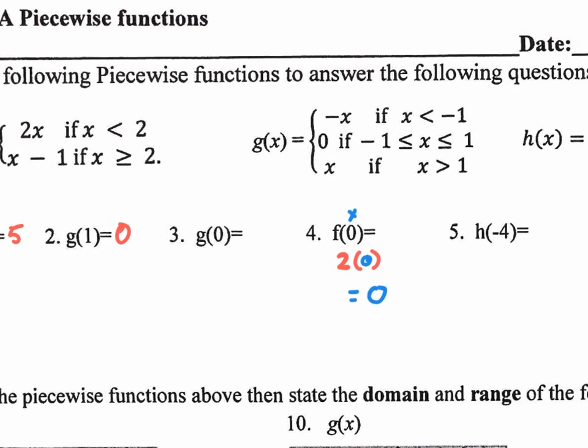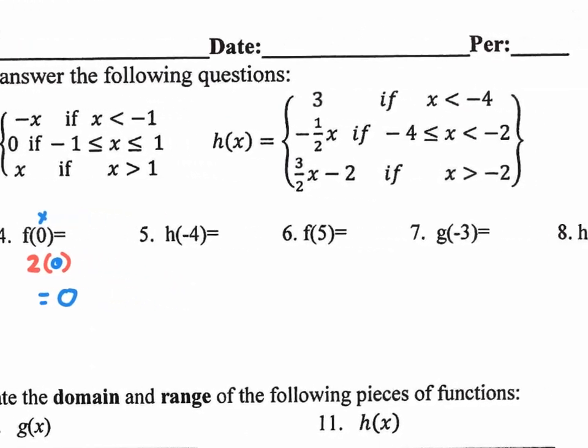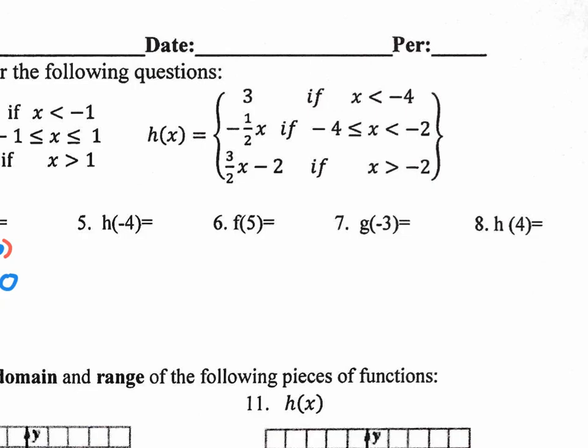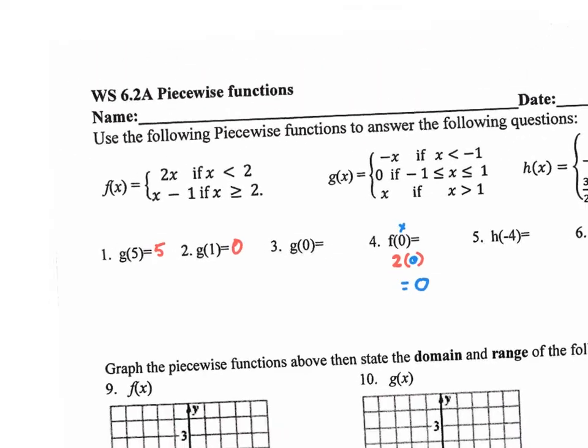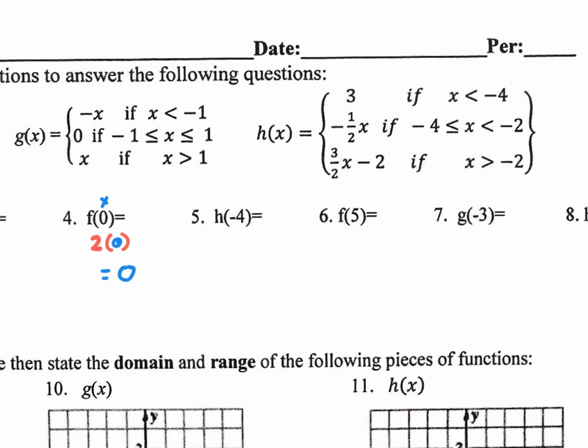Let's jump to number, I don't know, pick one. 5. H of negative 4. So we're using the h of x function. We want to plug in negative 4. Is negative 4 less than negative 4? No, so you're not using the first part. Is negative 4 equal to negative 4? Yes, it has an "or equal to," so we'd be using this middle one.